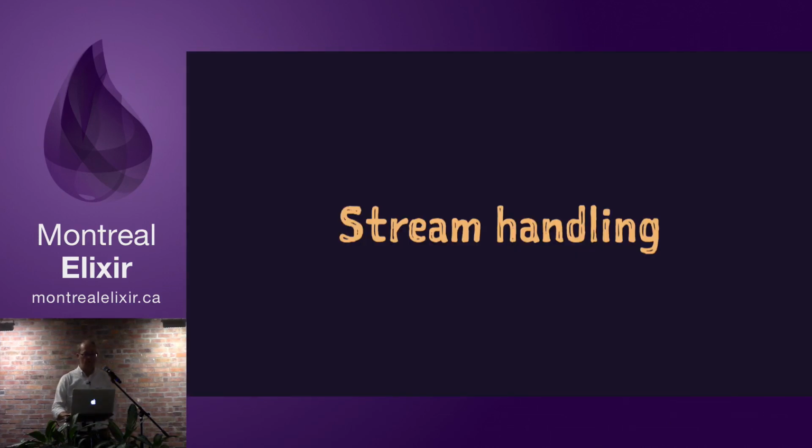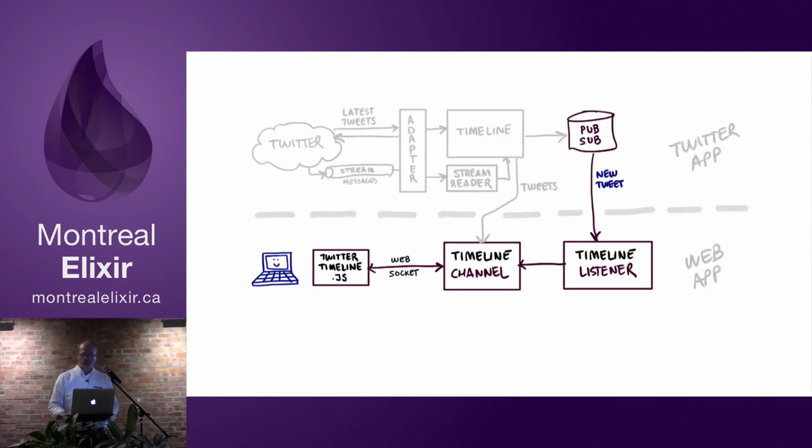Now, we need to handle the stream, and this is where it's getting interesting. So again, we're focusing on the bottom part here, but now we need to consume the events that we will be receiving from the pub sub. So we need a listener. So what should be the listener? Any guess on how we should implement a listener?